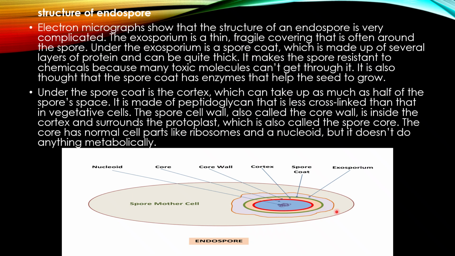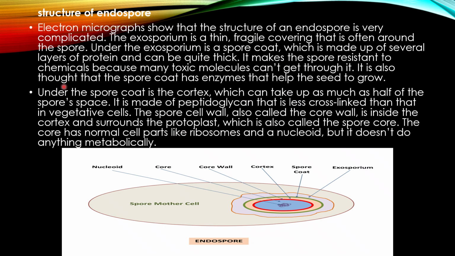Then under the exosporium is a spore coat, which is made up of several layers of protein and can be quite thick. They are thick when compared to the exosporium. The spore coat is the one which makes the endospore resistant because it does not allow the chemicals to enter, as many toxin molecules can't pass through it. It is also thought that it has certain enzymes which help the endospores to grow.